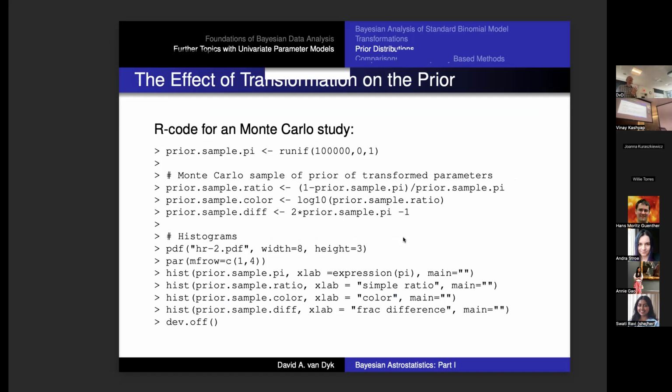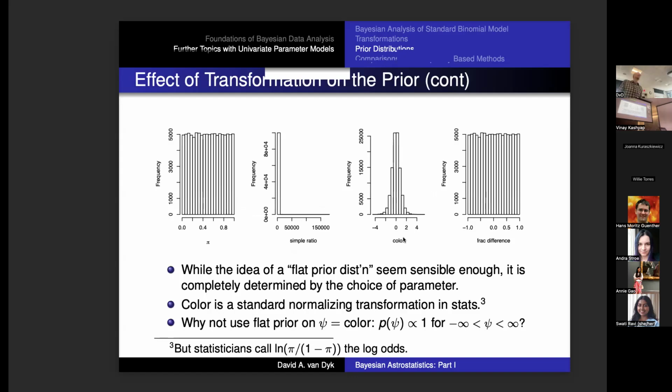So I'm doing exactly what I did before, but it's even somehow simpler. I sample from a uniform distribution. I sampled quite a lot, 100,000 values from a uniform distribution, R uniform 0, 1. That's my prior on pi, the hardness ratio. And I just want to see what that prior corresponds to for these other things. So I just compute the ratio, the color, and the difference, using again the standard transformations. And the last bit is making the histograms, which are here.